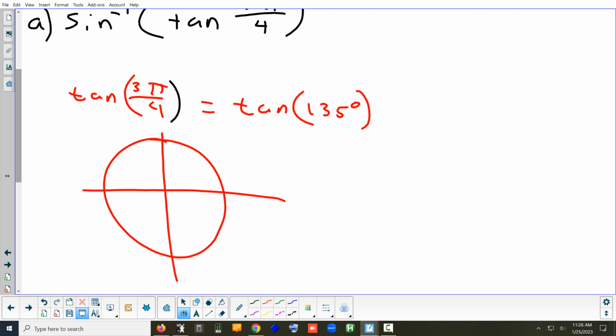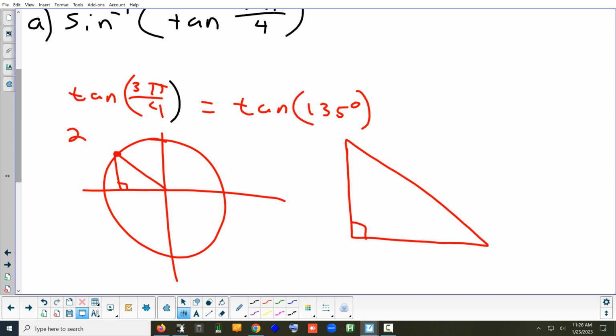Okay, where's 135 in the unit circle? Second quadrant. Closer to the x-axis, y-axis, or in the middle? It's in the middle. So it's exactly in the middle. And when you have it right in the middle, I'm going to draw that triangle bigger off to the side. What kind of triangle did I just draw right there? It's a special right triangle. Which one? 45, 45, 90.